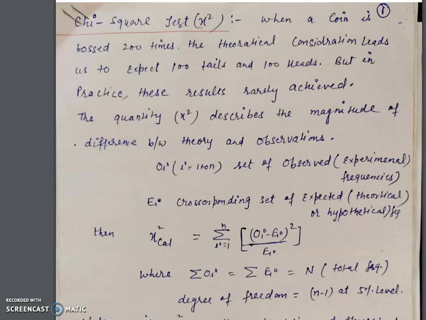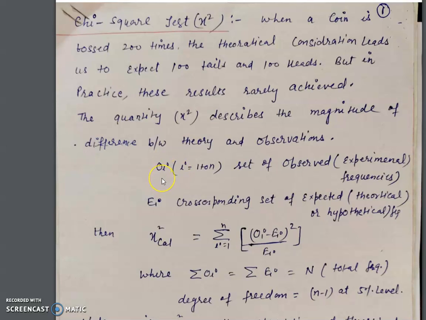Before this, you studied the t-test and F-test and verified whether your data is coming from the population or not. Here is the chi-square test, and this test will also tell you whether our data is coming from the normal population or not. With the help of this test, we can verify our data.